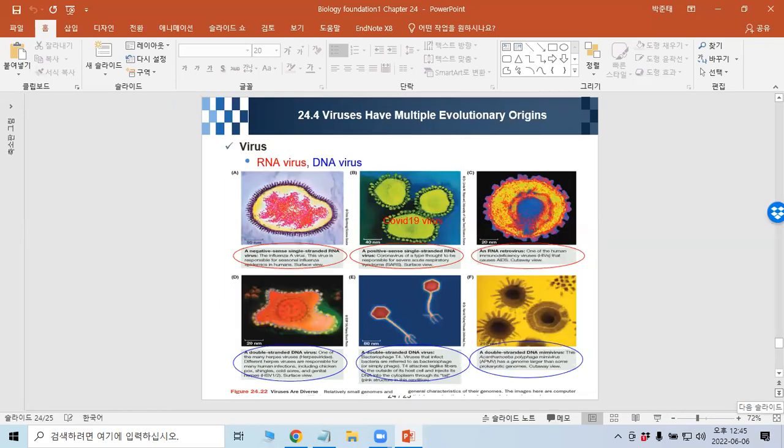So now we will cover the final subject, the virus. Viruses have multiple evolutionary origins.